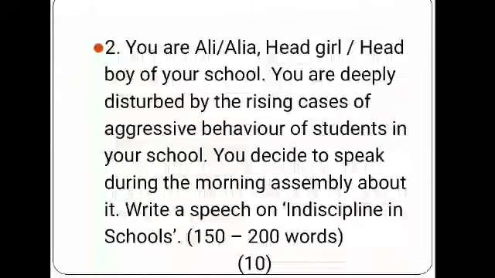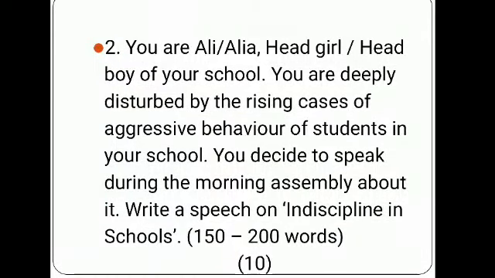Dear students, let's understand this writing task with the help of one more specimen question. You are Ali or Alia, head girl or head boy of your school. You are deeply disturbed by the rising cases of aggressive behavior of students in your school. You decide to speak during the morning assembly about it. Write a speech on indiscipline in schools, in 150 to 200 words. It will come for 10 marks.